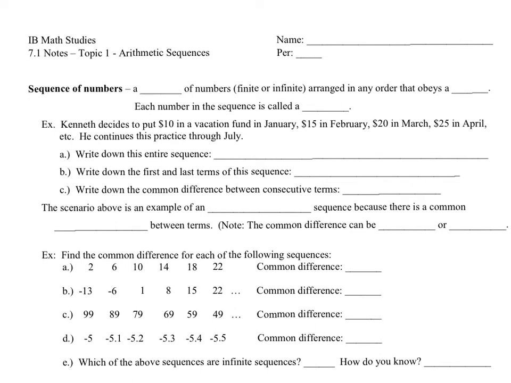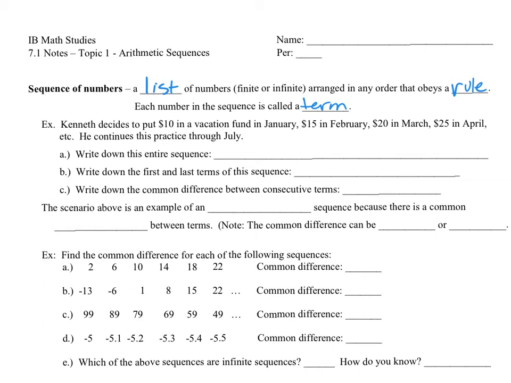So let's first of all talk about what a sequence of numbers is in general. A sequence of numbers is simply a list of numbers, and that list can be either finite or infinite, arranged in any order that obeys some kind of a rule. Now, we'll be looking at a couple of different kinds of rules. Today we'll be talking about an arithmetic sequence, and in a day or two we'll be talking about a geometric sequence. But in a list of numbers called a sequence, each number in the sequence is called a term.